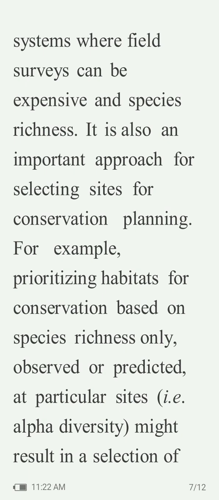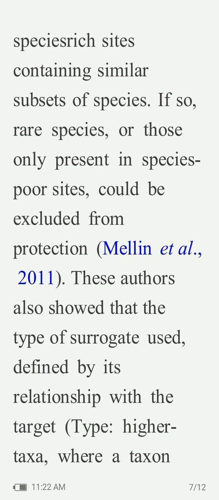It is also an important approach for selecting sites for conservation planning. For example, prioritizing habitats for conservation based on species richness only, observed or predicted at particular sites, that is the alpha diversity, might result in a selection of species-rich sites containing similar subsets of species. If so, rare species or those only present in species-poor sites could be excluded from protection.